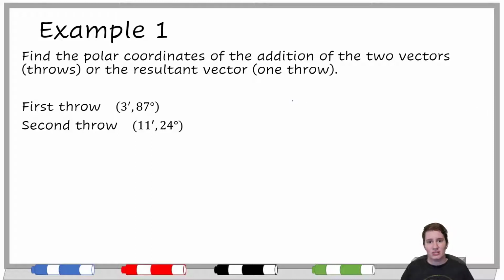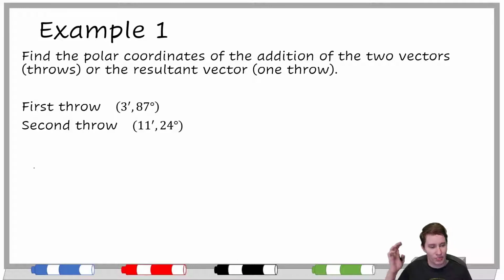So what we're going to do here is change these both to x's and y's, the x and y coordinates, and then add them together and then change to polar coordinates. And you could find it helpful to actually draw this.